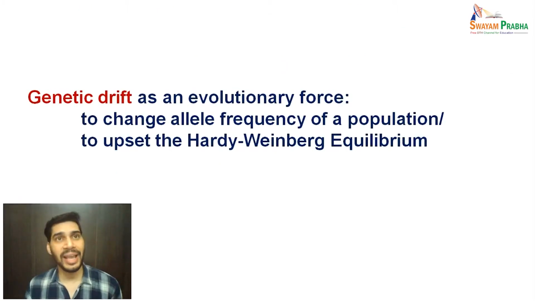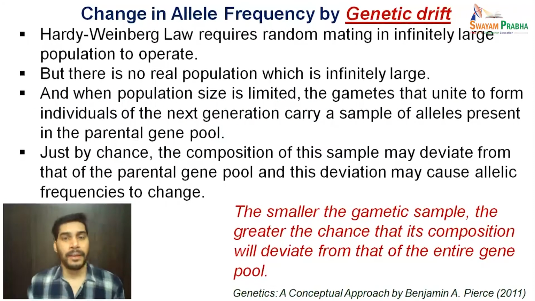Moving ahead to see the effect of genetic drift as an evolutionary force to change allelic frequency of a population to upset the Hardy-Weinberg equilibrium. The Hardy-Weinberg law requires random mating in an infinitely large population to operate. But there is no real population which is infinitely large, as we have seen in the previous slides. When the population size is limited, the gametes that unite to form individuals of the next generation carry a sample of alleles present in the parental gene pool.